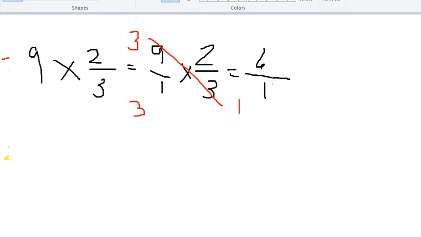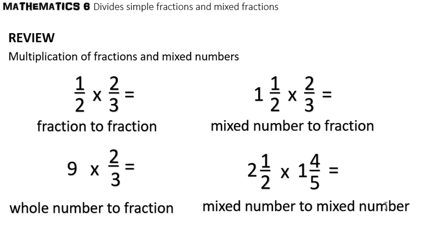So, dahil denominator niya is 1, ang final answer natin ay 6. Kasi we always have to reduce to lowest term. And kapag ang denominator is 1, hindi na natin sinusulat. So, the answer is 6. Next, yung mixed number to mixed number.